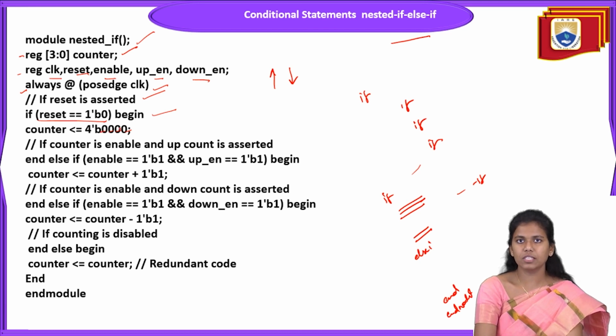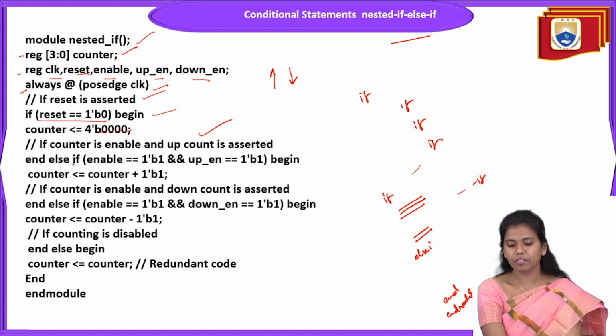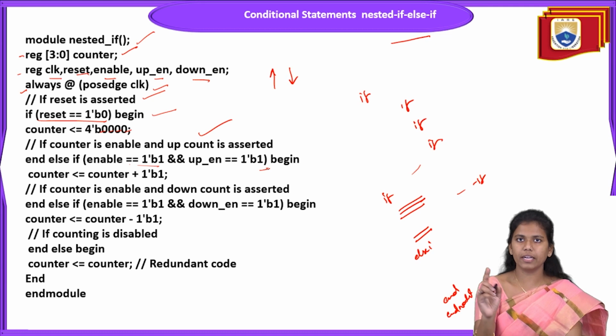And now if my counter is enabled and up count is asserted, what happens? The conditions go like this. Else if I enable 1 bit up counter, it counts 1 bit, 1 bit, 1 bit, and so on. So my counter becomes counter plus 1 bit, isn't it? From 0 to 10, for example, I need to count. How will I count? C equals to 0, then counter plus 1. Like this, 1 bit, it increments.